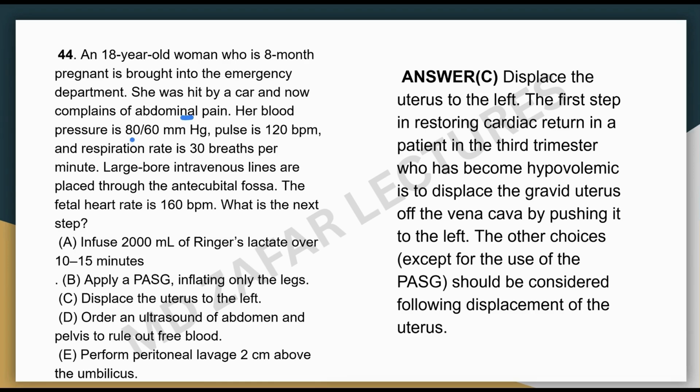Her blood pressure is 80/60, which shows that she is hemodynamically compromised. The respiratory rate is 30. IV line has been passed and the fetal heart rate is 160. So, what should be the steps?